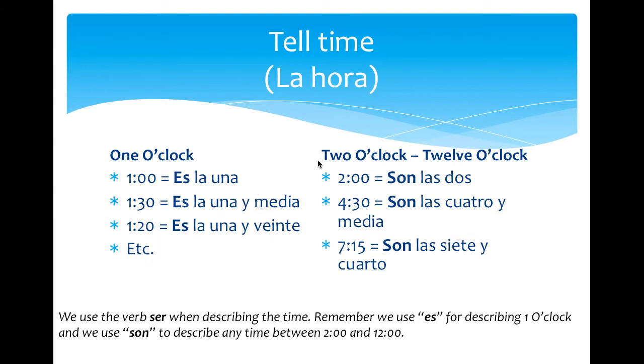Now with 2 o'clock to 12 o'clock, we're always going to use the conjugation son, the plural conjugation of the verb ser that we'll look at in more detail in the following chapters. So the first one here, 2 o'clock, son las dos. 4:30, son las 4:30. 7:15, son las 7:15.